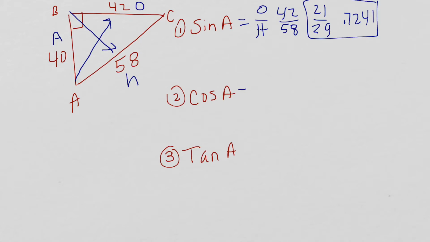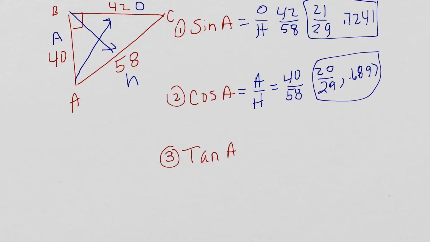For cosine, we're going to be working with our adjacent side divided by our hypotenuse. Our adjacent side is going to be 40 over our hypotenuse, which is going to be 58. We're going to simplify that down to 20 over 29. And then our decimal is going to be decimal 0.6897.